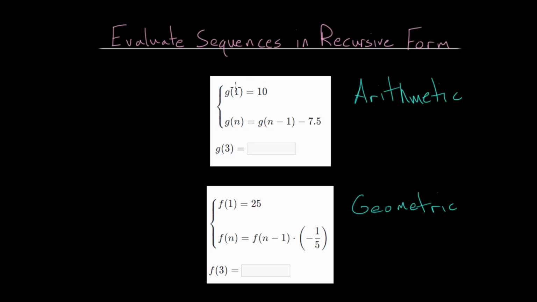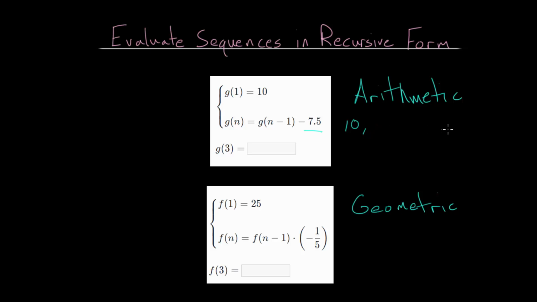The general idea is that for both of these, we're given the first term and then we're given the pattern. Essentially, we're given a way to find a term in the sequence based on a previous term. Let's look at this arithmetic sequence first, where we're told the first term is 10, and then we're told that to find the nth term, you take the term before that, the n minus 1 term, and subtract 7.5. This subtracting 7.5 is what we call the common difference. To go from one term to the next, we subtract 7.5.